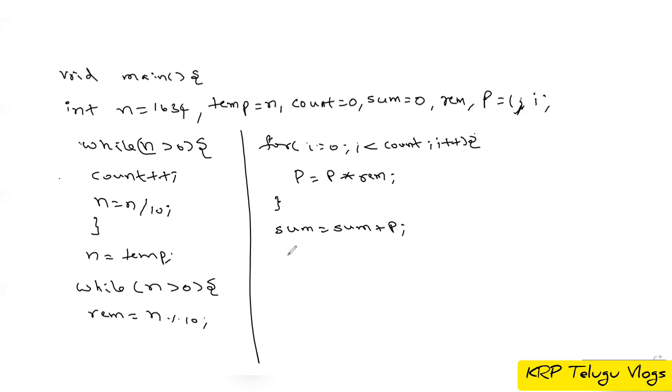Now we have to reset the power value to 1 and n is equal to n by 10. Is that clear? Understood? Sir, in for loop count is 0, sir. In for loop, count will be always 4. So we are starting from 0 to 3, that means 4 times we are doing the multiplication. Clear? 4 into 4 into 4 into 4.